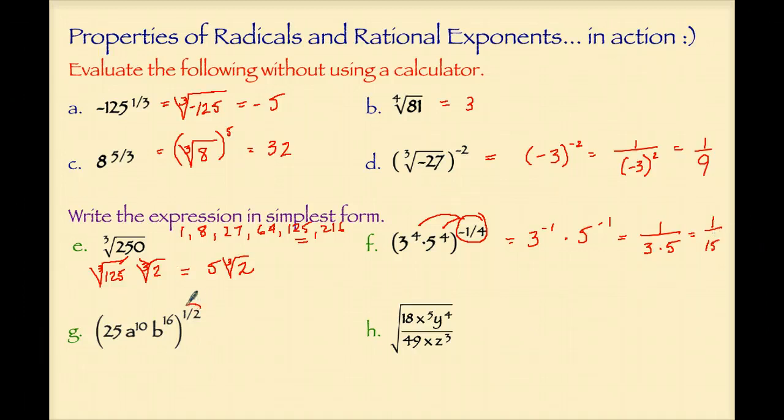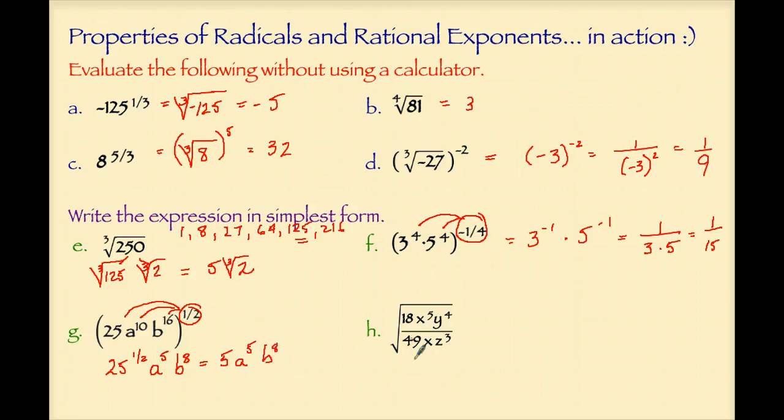Over here, once again, the lurking exponent can be distributed to each of the factors. This gives me a 25 to the 1/2. 10 times 1/2 is 5, so this becomes a to the 5th, and 16 times 1/2 is 8, b to the 8th. 25 to the 1/2 is the square root of 25, so our final simplified answer is 5a to the 5th, b to the 8th.